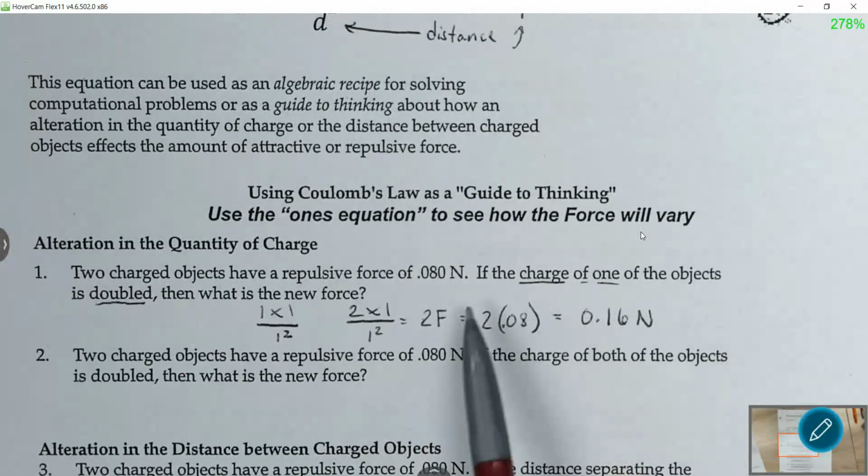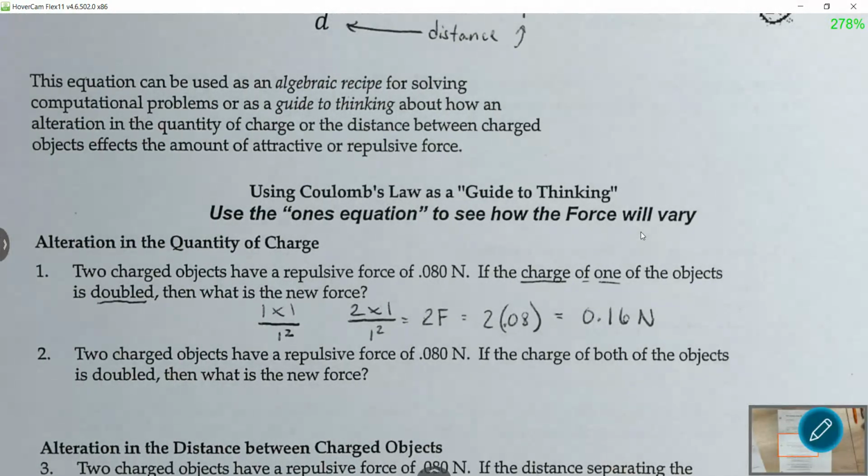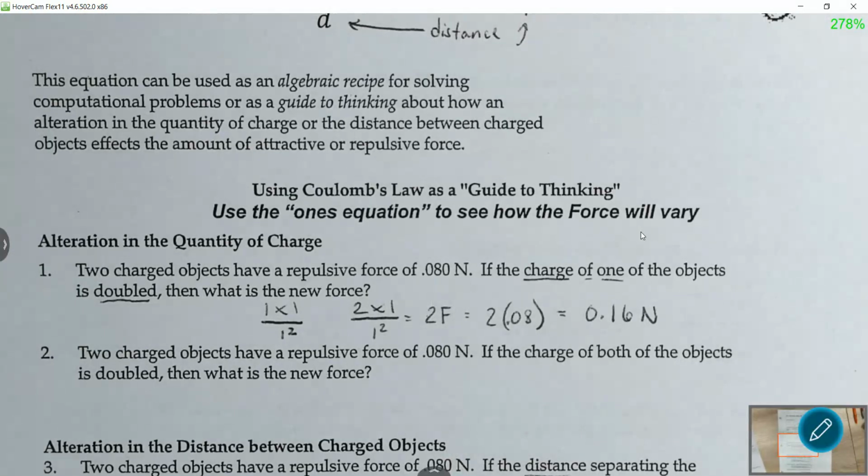I have a full worked out example. You have two charged objects. They have a repulsive force of 0.08. If it's repulsive, both charges have to be positive or both charges have to be negative, because that's why it's repulsive. If they said attractive, one charge would have to be positive and one would have to be negative.